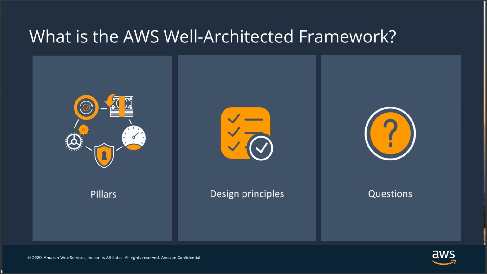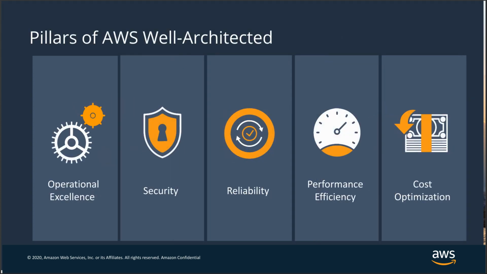So what is the AWS Well-Architected Framework? The framework itself consists of 5 pillars. Each of these pillars are divided up into design principles, and from these design principles, we then get a set of questions that are asked as part of performing a well-architected review. The pillars that make up the well-architected can be thought of similar to a foundation.